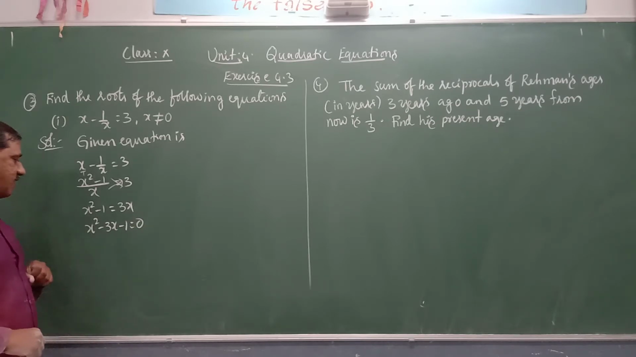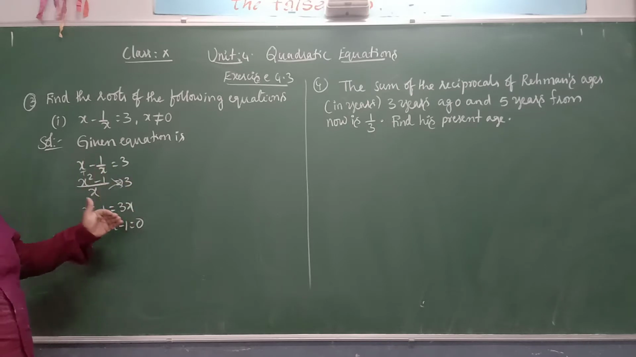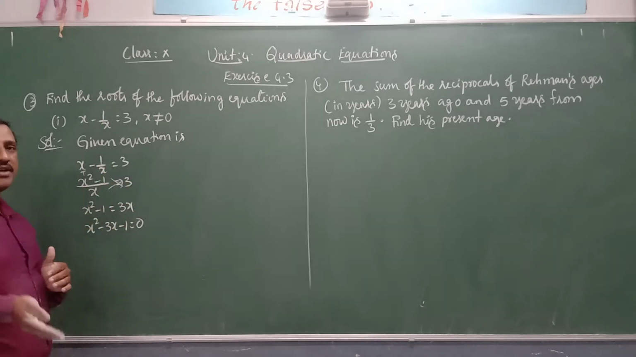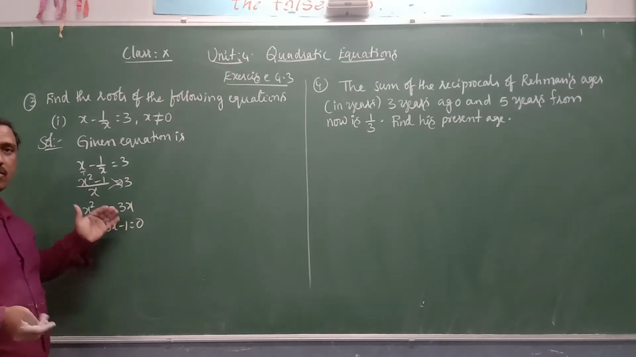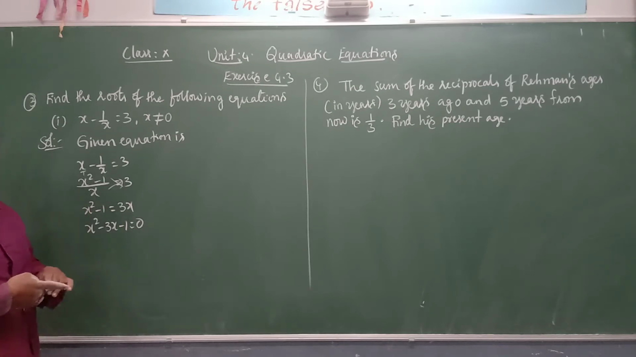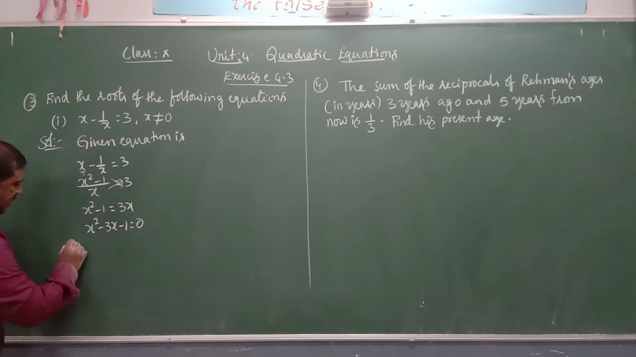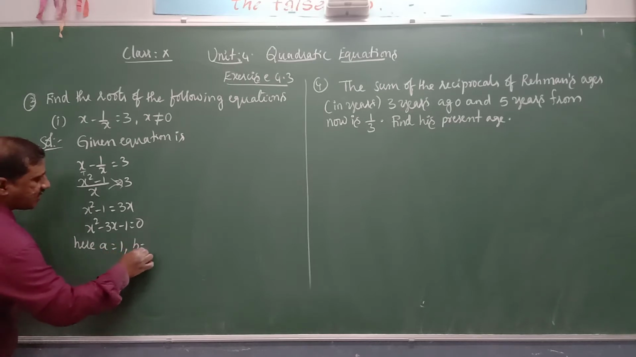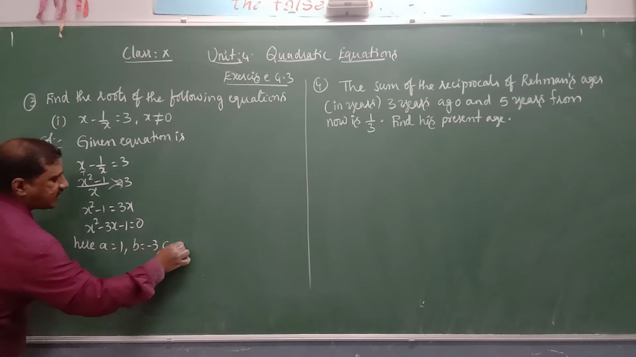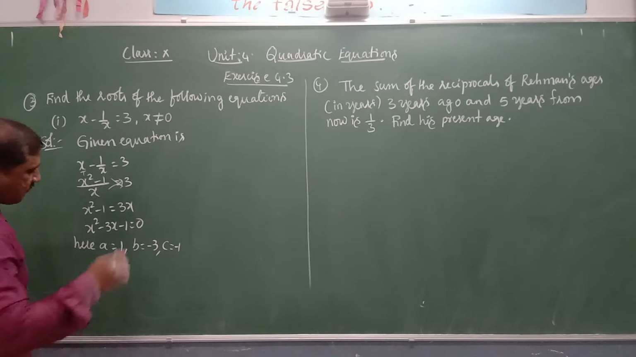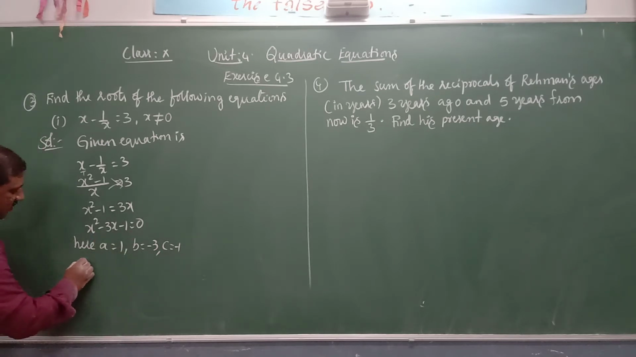Now we got a quadratic equation. Solve this quadratic equation either by using the factorization method, the quadratic formula method, or the completing the square method. Now I am going to use the quadratic formula method. So here a is equal to 1, b is equal to minus 3 and c is equal to minus 1.